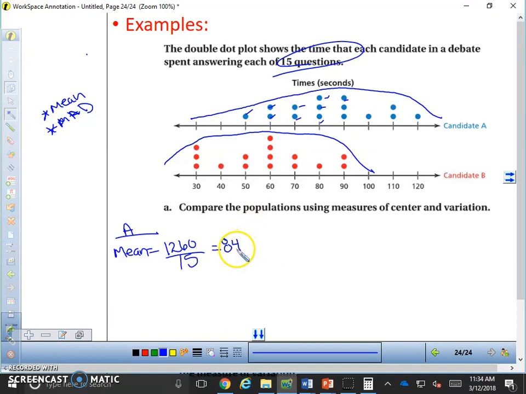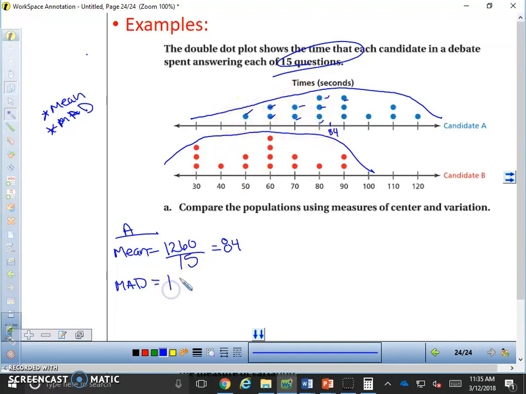Okay, our average question time is 84 minutes. Wait, the double shows the time. Yep, time. Okay, now your MAD is going to calculate the absolute value between the mean and all of the other points. So right here is 84. Okay, so our first number is 50. So we're going to find the distance between 84 and 50. What's the distance between 84 and 50?